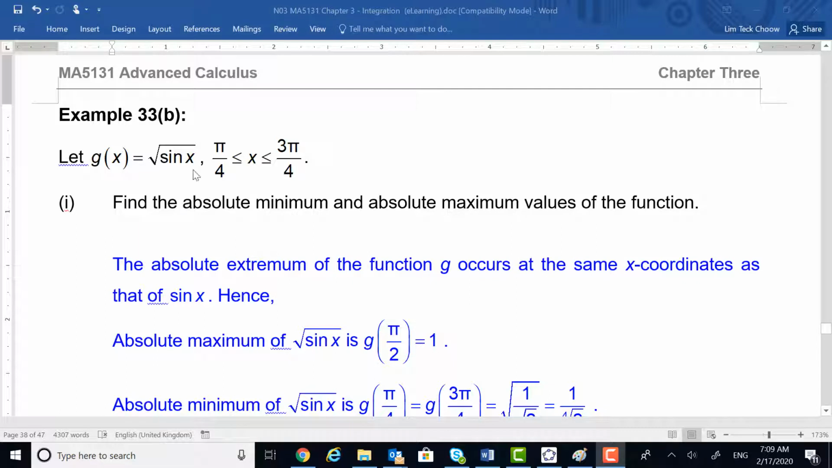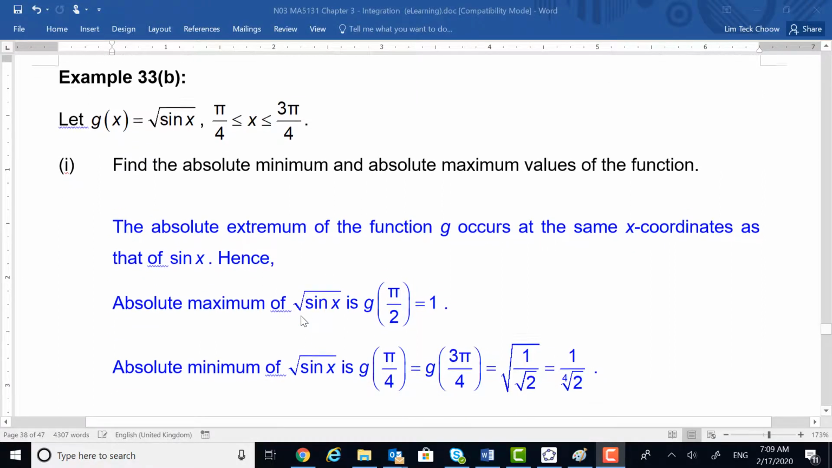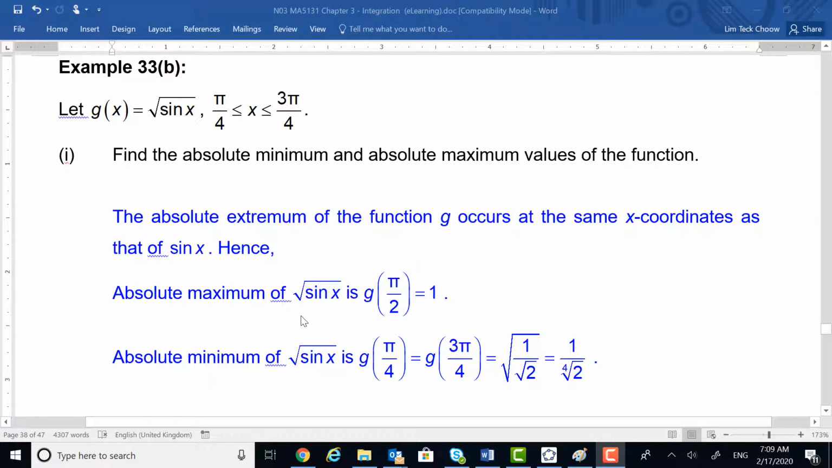Let's now look at the next example in 33b. You are given a function g(x). In this question, you are asked to find the absolute minimum and the absolute maximum value of this function g(x). In this case, again, we should be looking for the absolute minimum and absolute maximum from the critical point and the endpoints. Because we know so much about the function sine x, we know that it has a critical point at pi over 2. And we calculate the value at the critical point at pi over 2, and then we also calculate the values of the function at the endpoints. By comparison, this is the absolute maximum and this is the absolute minimum. Because we use all the knowledge of what we know about sine x, we can get the absolute maximum and minimum quite quickly.